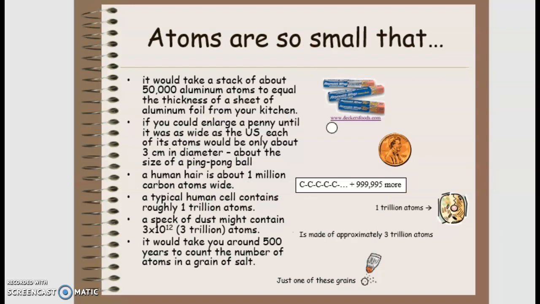Atoms are so small that it would take a stack of about 50,000 aluminum atoms to equal the thickness of a sheet of aluminum foil from your kitchen. So that is tiny. A human hair is about 1 million carbon atoms wide. A typical human cell contains roughly 1 trillion atoms. So I think you get the idea. It would take you about 500 years to count the number of atoms in a grain of salt. So they are super small, but you can still tell which atom is which.